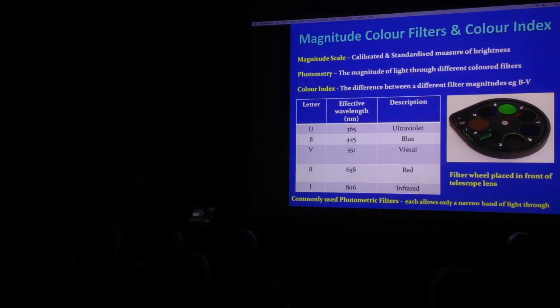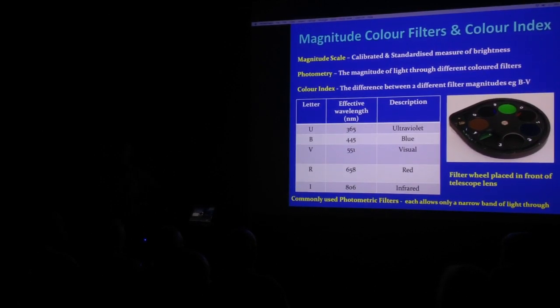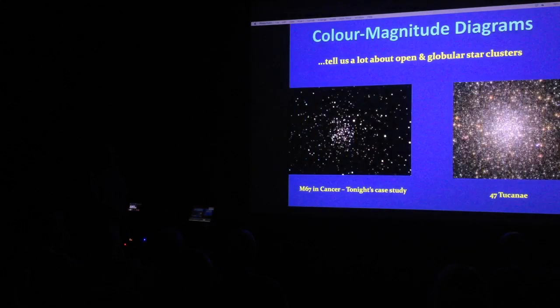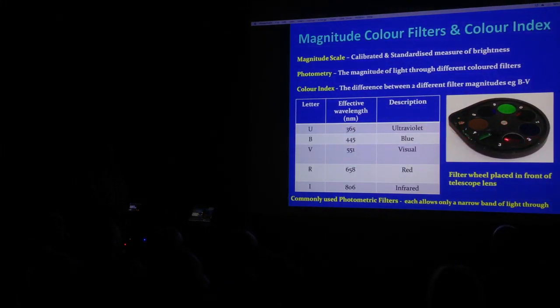When most of us look up through a basic telescope, you measure the brightness of all the different wavelengths combined. That's what we do with our eyes and so on, mixing it up. What astronomers will do is put what they call a filter wheel in front of the telescope. And there are various filters, all sorts of filter systems.